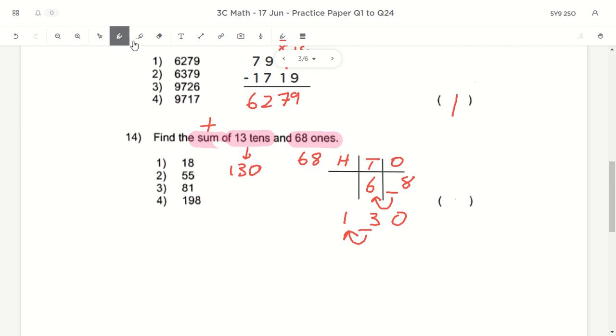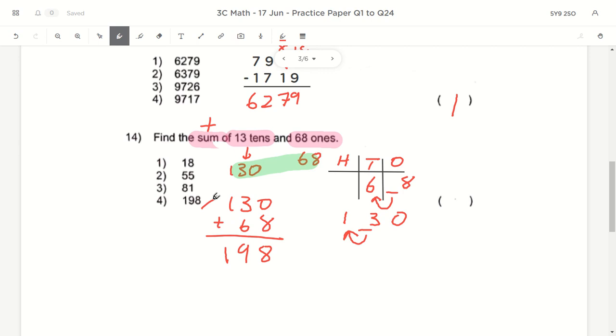Okay, so all you need to do is just add these two up. Let's work it out. So 130 plus 68, quite simple. So 0 plus 8, 8, 9, and 1.